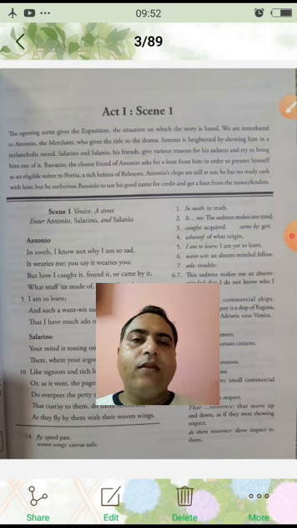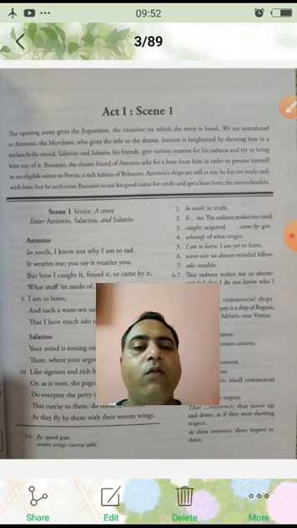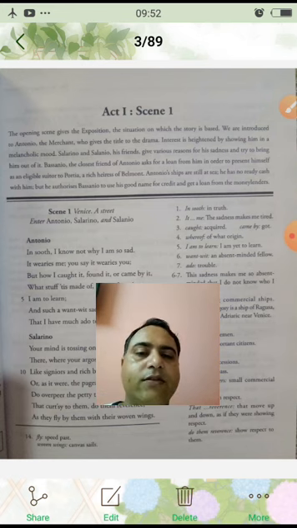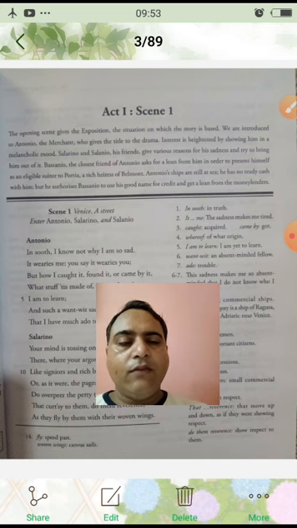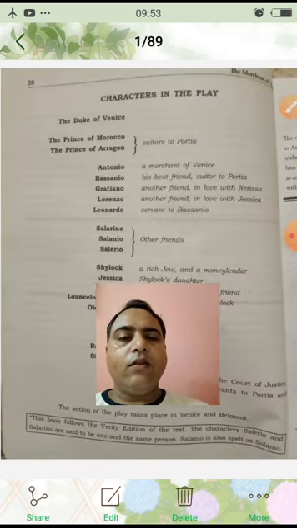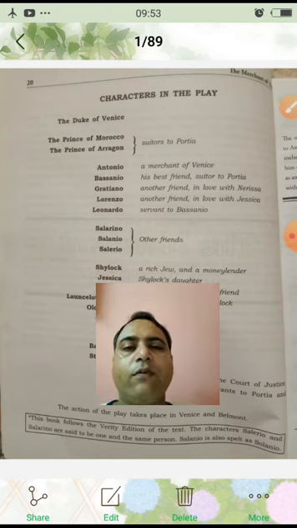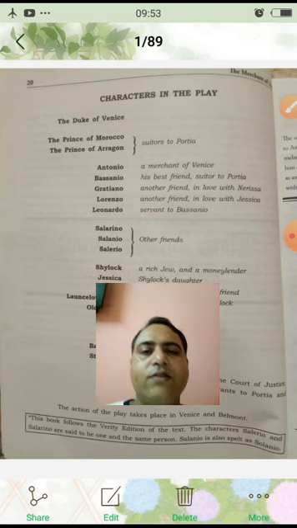So today we shall start Act 1 Scene 1 explanation, and before this we have to once see the characters, who all are the characters in this play. I'll introduce you to the characters. Now here you can see on page number 20, characters in the play.